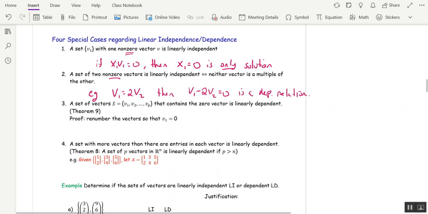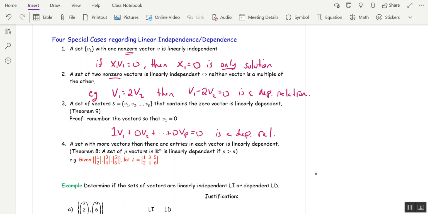Okay, third one, any set with the zero vector is linearly dependent. Here's the proof, because it's super easy. Relabel the vectors. So suppose v2 is 0. Start calling that v1. You're allowed to do that. Here's a dependence relation. v1 is the zero vector. So 1 v1, and then I'm going to take all the other weights to be 0. 0 v2 plus ... 0 vp equals 0 is a dependence relation.